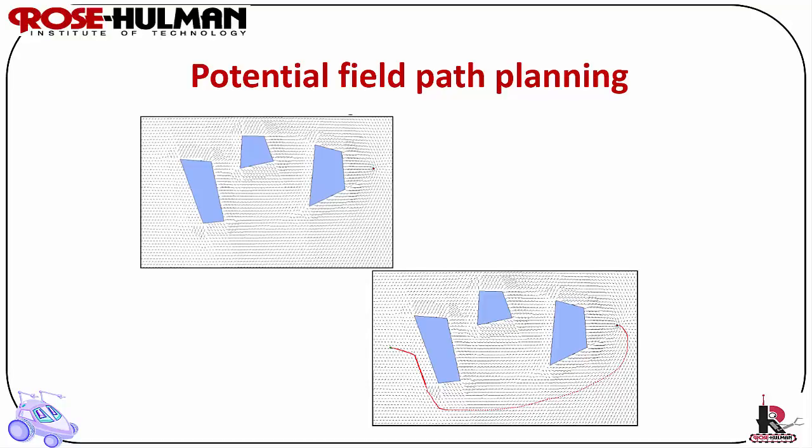Here is a model of a potential field path planning where obstacles are modeled as repel vectors and goals are modeled as attractor vectors, and by applying it over the entire space, it is possible to create a path plan from any of the robot's start positions.